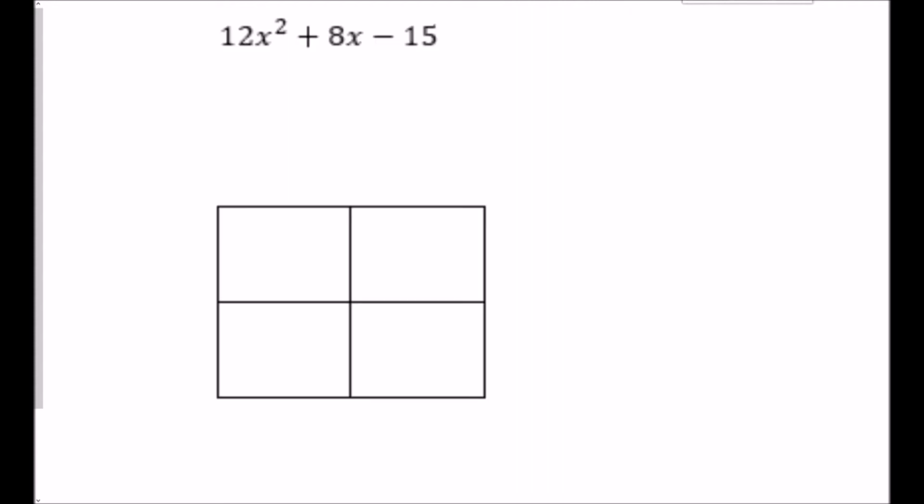So here's how this works. We've got our first term in my first box, last term in the last box. So if we take A times C, or 12 times negative 15, we get negative 180. Just this time, I'm going to kind of make a factor tree because we need factors of negative 180 that have different signs, and I know that because there's a negative sign there, that add up to be positive 8.